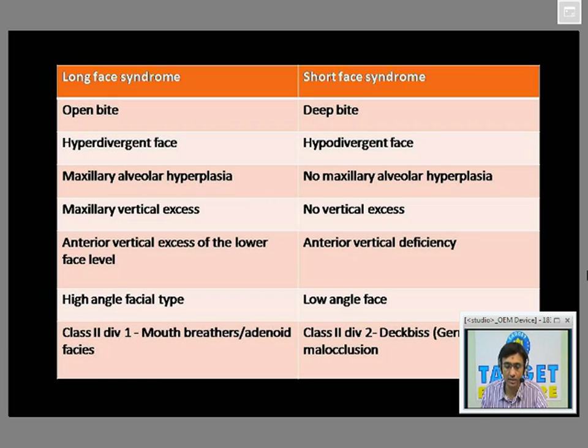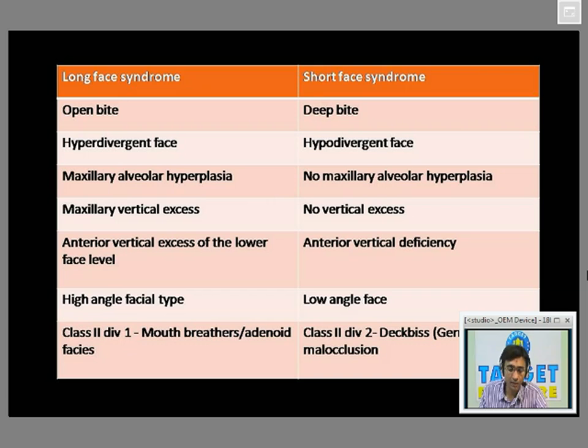At the same time, in short face syndrome, these planes are hypodivergent. Now you would ask why they have called it hypodivergent, why not convergent? It is never convergent. They are hypodivergent, meaning from 25 degrees it is less than 25 degrees. That is 20 degrees, 19 degrees, might go up to a maximum of 14-15 degrees. So they are going towards parallel rather than converging. Hence it is called hypodivergent face.